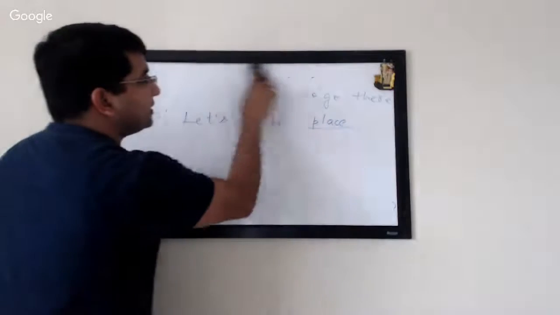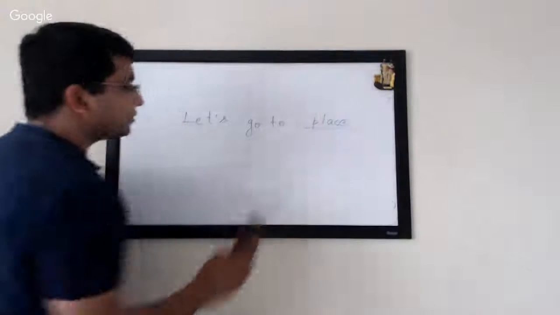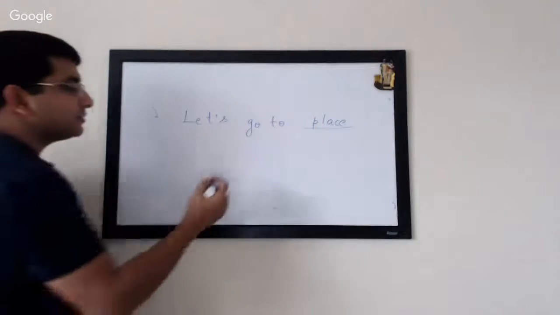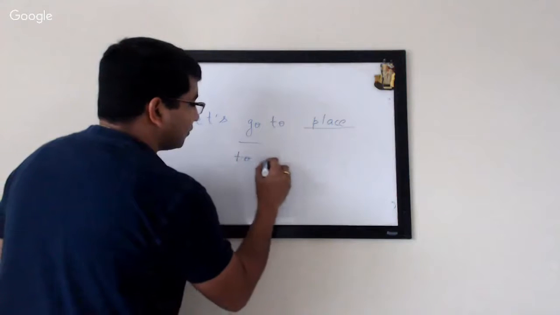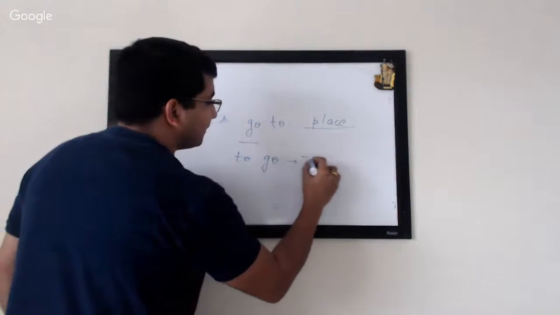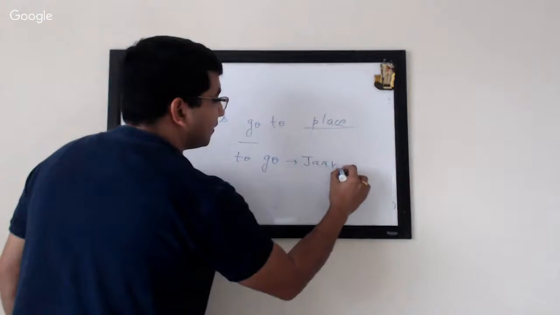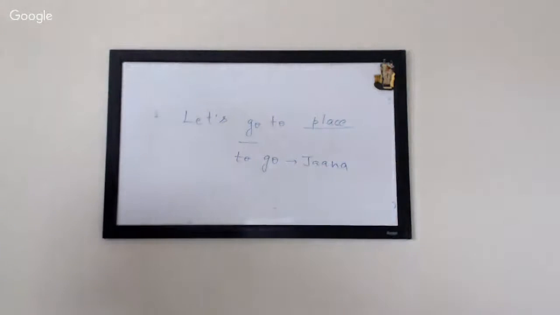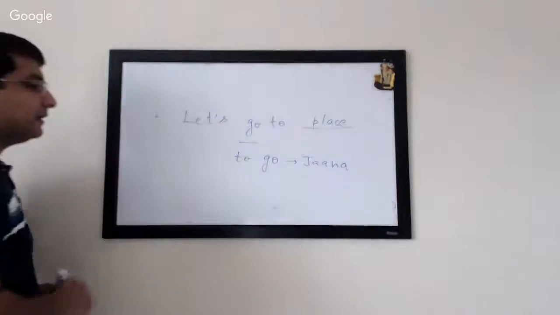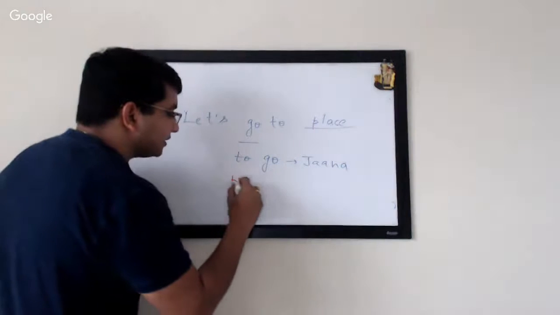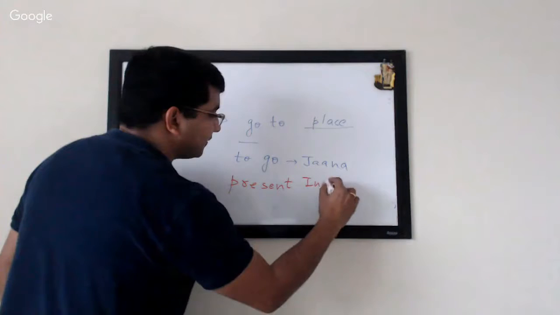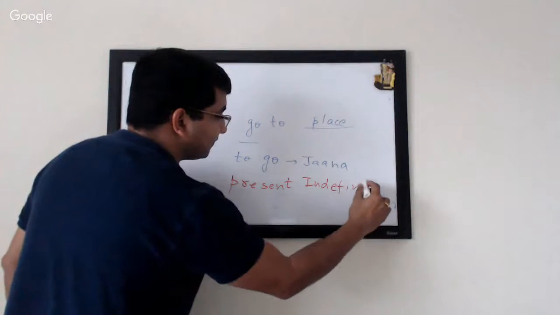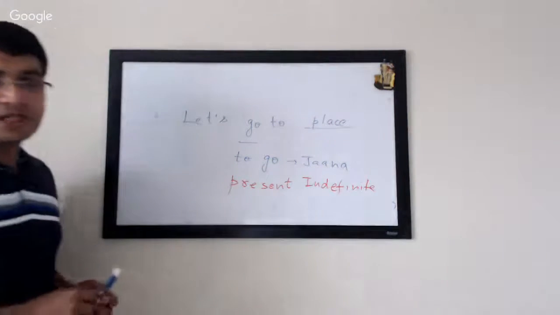As you can probably see, whenever you are saying let's go to a particular place, the verb is pretty clear: to go, which is jana. It's pretty clear that this is a present indefinite tense. So that's also pretty clear.